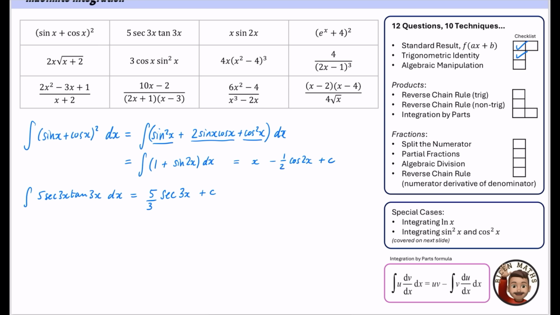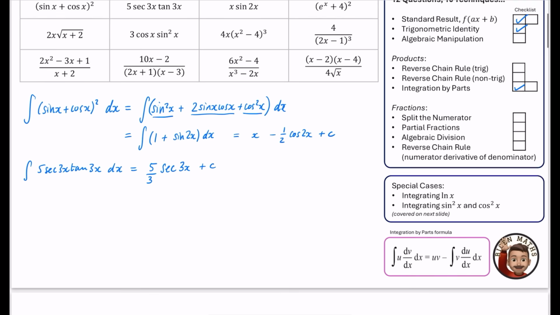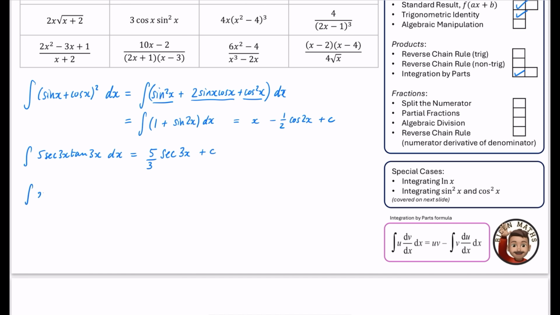Now, our next one we've got here is a product. We've got an x multiplied by a sine of 2x. It's not reverse chain rule, trig or non-trig, because x is not the derivative of sine 2x. This looks like it's going to be a great example for doing some integration by parts. So we're going to be integrating x sine x, and I would say pretty much all the time, apart from our special case that we have here, you'll take the algebraic part, meaning the x part, as the thing that you're going to use for u. And we're talking about u from this u dv by dx that we have here.